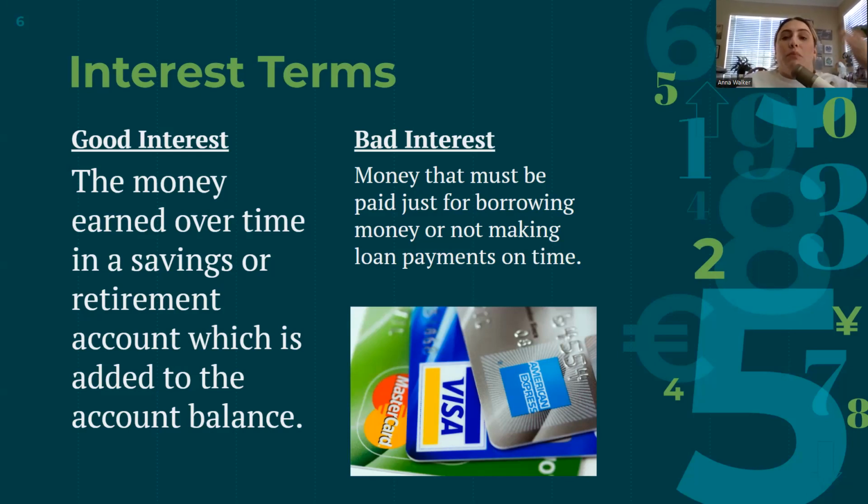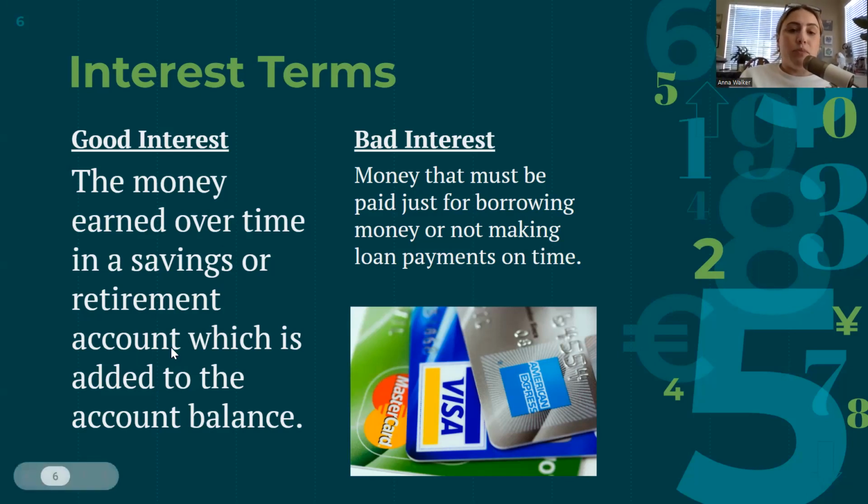But when people put their money into an account that earns interest over time, you want that interest rate to be high because you want as much extra money as possible in those savings and retirement accounts over time. So that's the difference between good and bad interest.